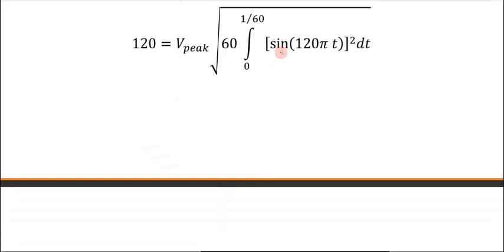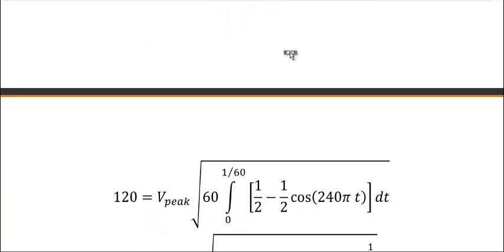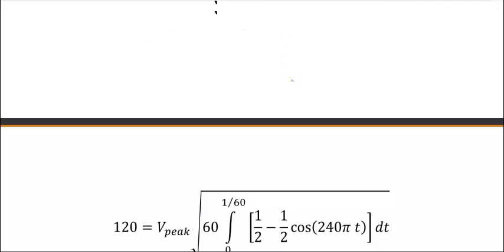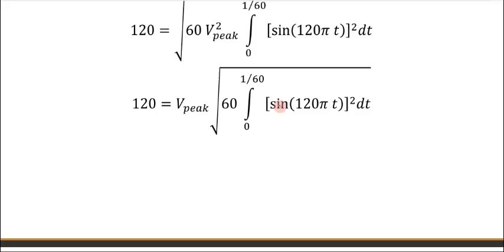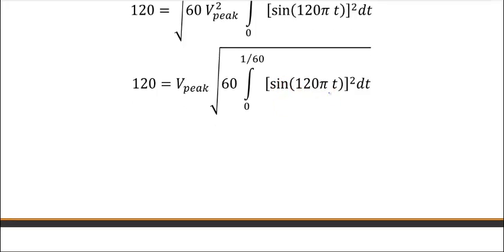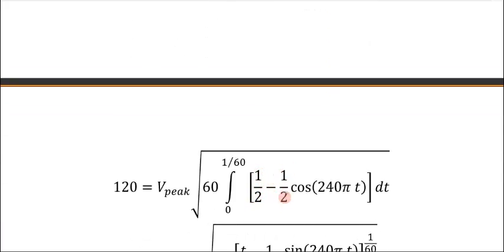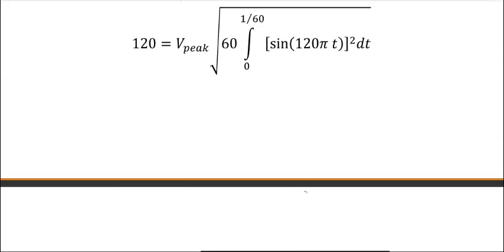Now, you learn to integrate this expression, sine squared, in Calc 2, but we'll just see how that goes. Using the double angle formula for cosine, sine squared of 120 pi t is the same thing as 1/2 minus 1/2 the cosine of 240 pi t. What we do is use the double angle formula for cosine.